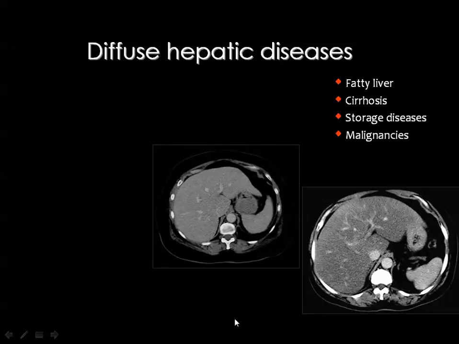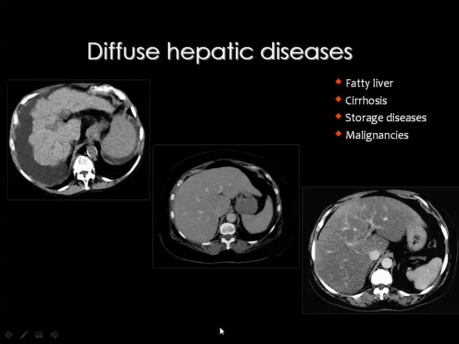Then if you look at the liver, you should identify that the liver density is almost similar to that of the spleen. But if you see that the liver is hypodense compared to the splenic parenchyma, this is due to deposition of fat in the liver, and this is what we call fatty liver. Then if you see that the liver is shrunken with a regular lobulated surface, this is the cirrhotic liver, and you can see also ascites, and you can see the spleen is relatively bulky.